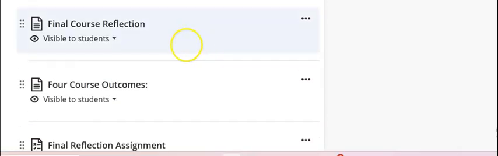Then the same time that the learning unit number 14 is available, I am also opening the final course reflection. And you can see it's due December 11th. And the reason for that is the last day of finals week. That is the last day I can accept any final course reflection, which is worth 80 points. I cannot accept it if it's December 12th. It has to be submitted by December 11th. I want to be clear on that.